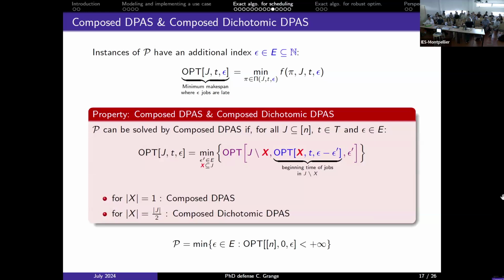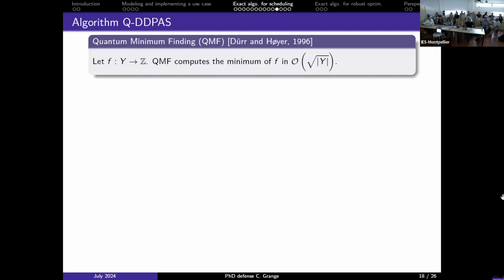Okay, so I presented you two classes of scheduling problems that can be solved with our algorithm. So now I will present you our algorithm. Okay, so this algorithm, as I said, is based on quantum minimum finding. So the quantum minimum finding takes as an input the function f and computes the minimum of f in big O of square root of the cardinality of the input set. So the square root really comes from Grover's search.